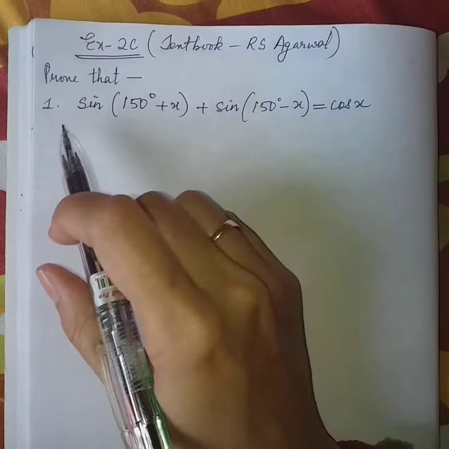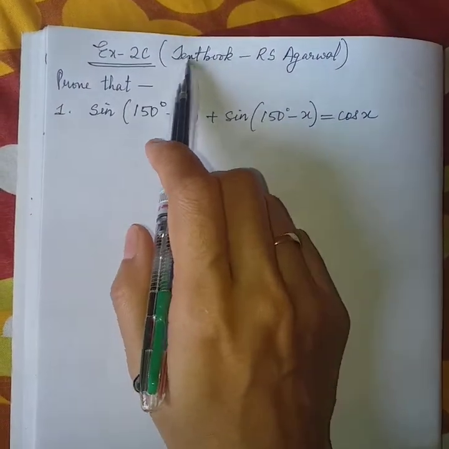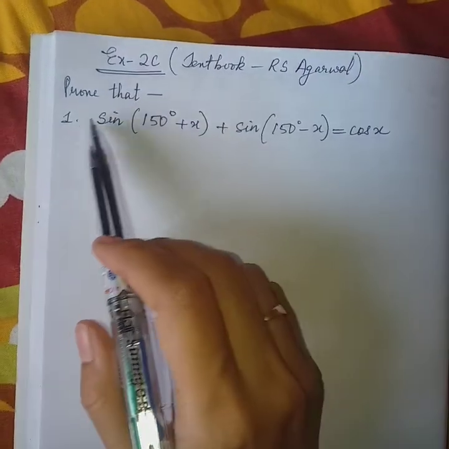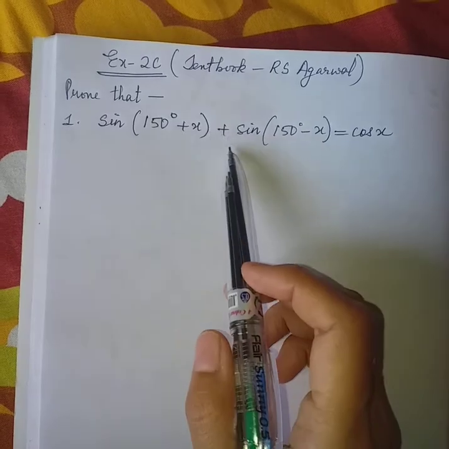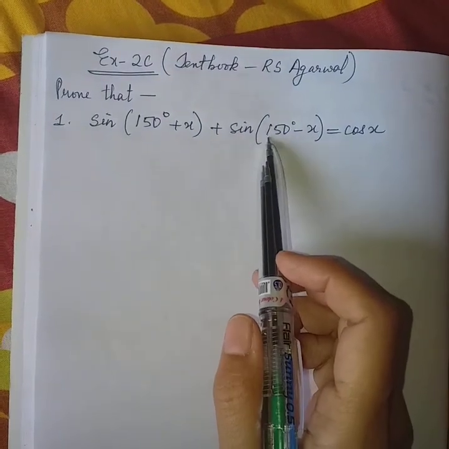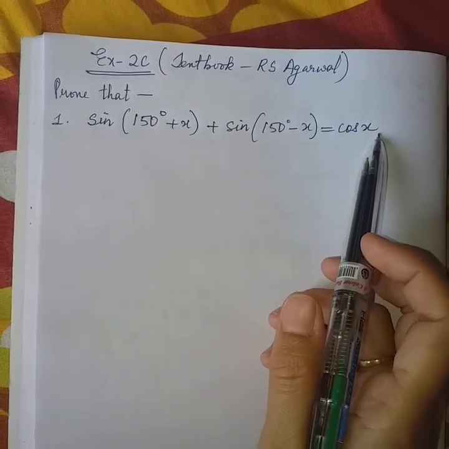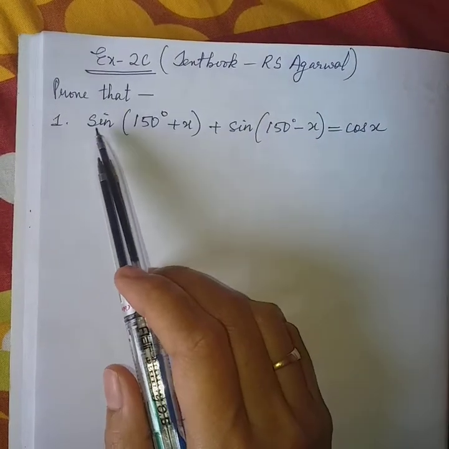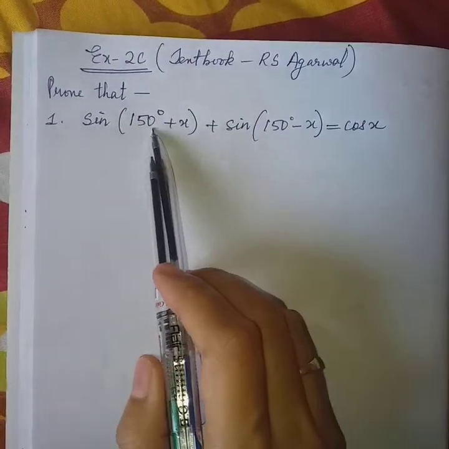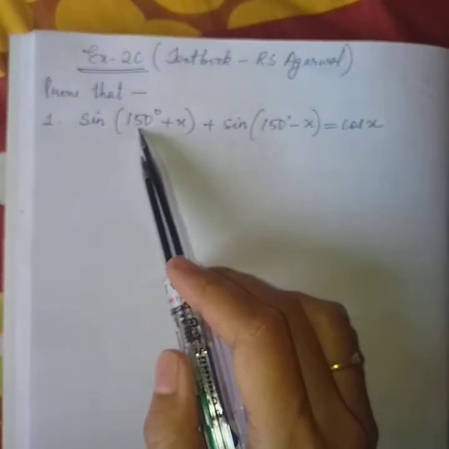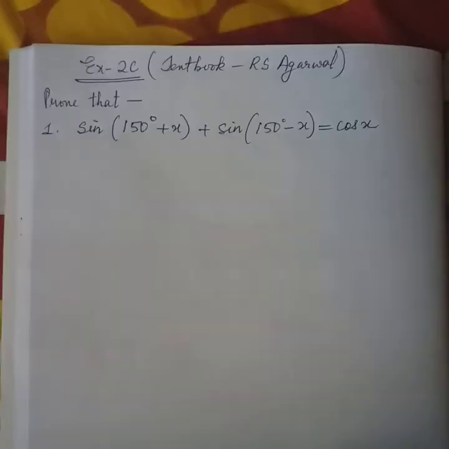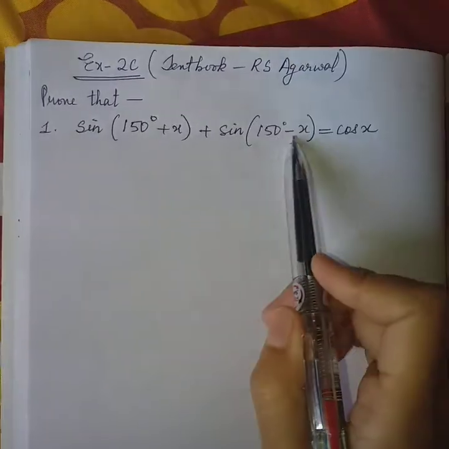Let us solve a few problems from exercise 2C taken from a textbook. Prove that sine of (150 degrees plus x) plus sine of (150 degrees minus x) is equal to cos x. Now when we see this, separately it looks like sine of (a plus b), and this separately it looks like sine of (a minus b).